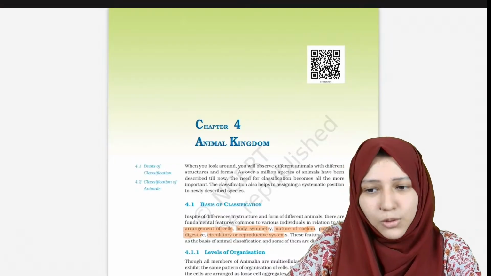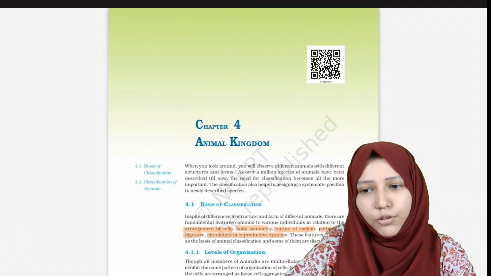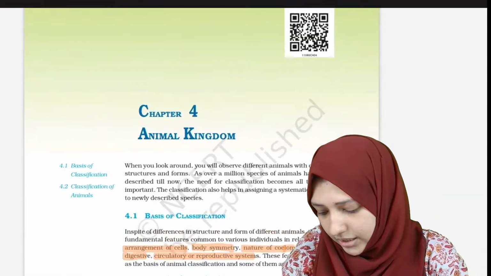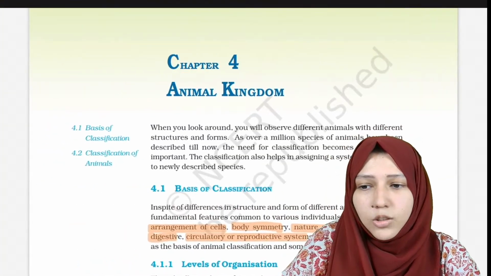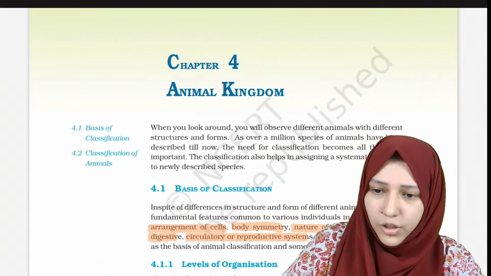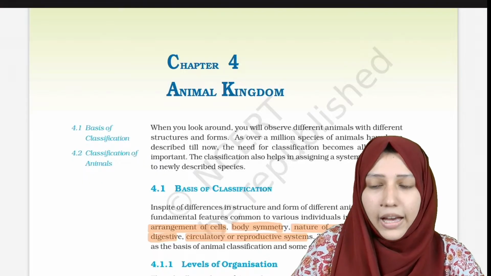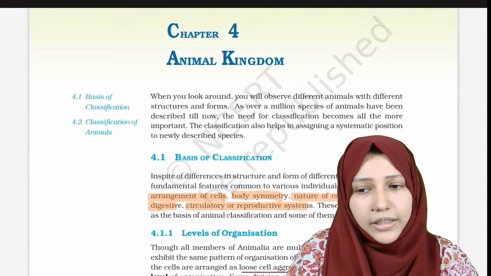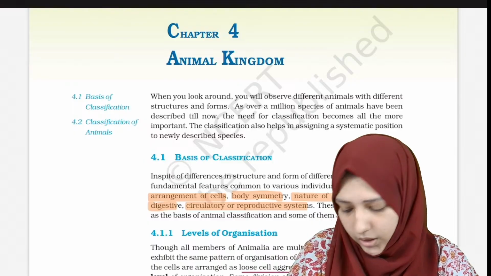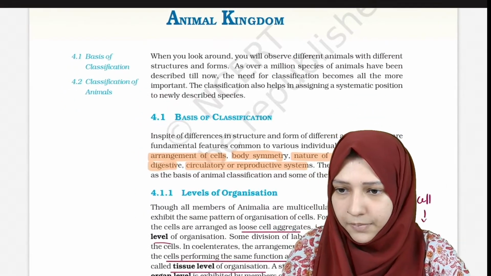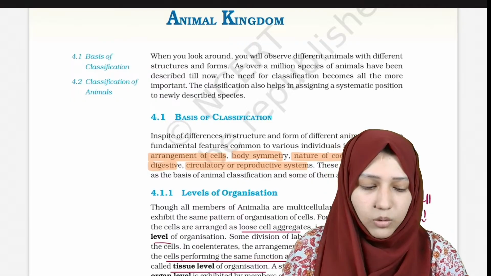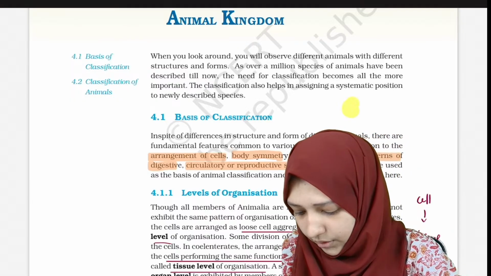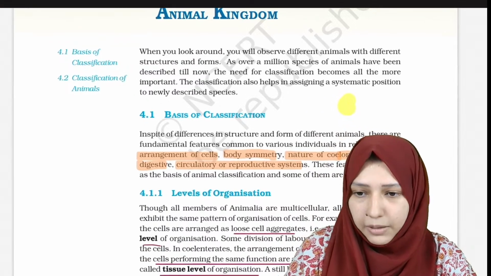Today we are going to deal with chapter number 4, Animal Kingdom, and this is a chapter of zoology. So let's start. This chapter also has high weightage, as you know, and we will be seeing the important points and where you have to be more careful in this chapter. As we know, we have studied what classification is, the basis of classification and the different types of classification.